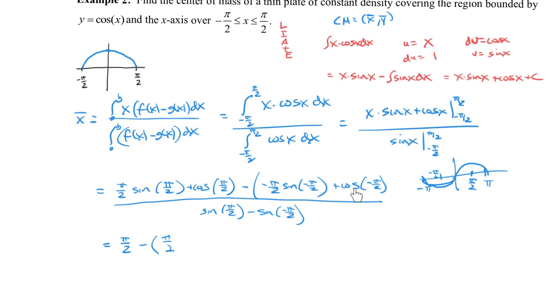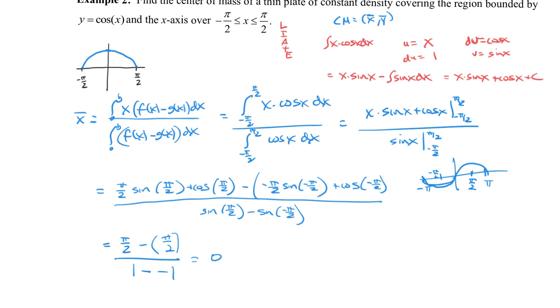And then cosine of negative pi over 2 is 0, so we just get this in the numerator. The denominator gets sine of pi over 2, which is 1, minus sine of negative pi over 2, which is minus 1. So we get 0 over 2, which is just 0. We just verified what we already knew, because of the symmetry, we knew that x bar was going to be 0. So now we just have to find y bar.